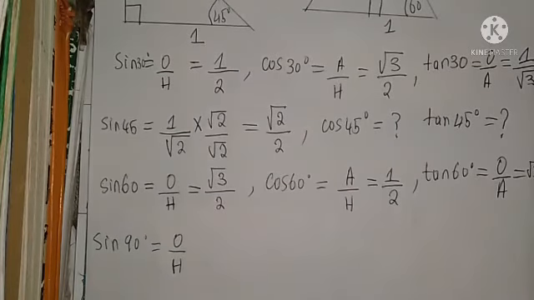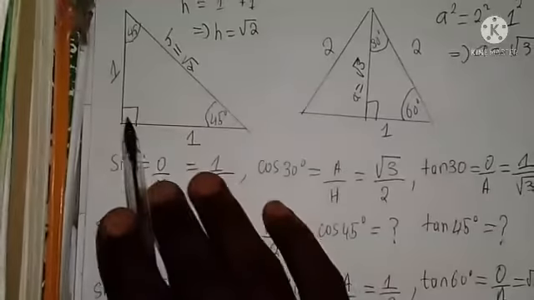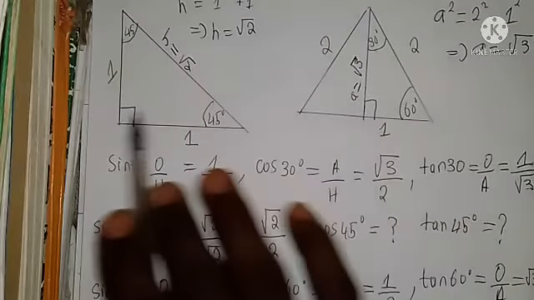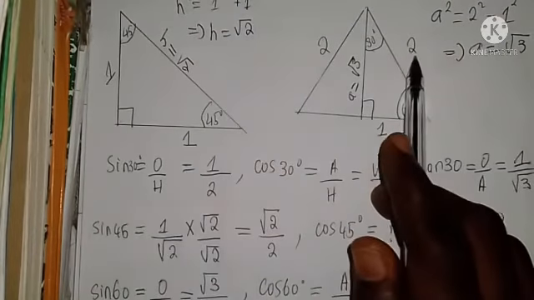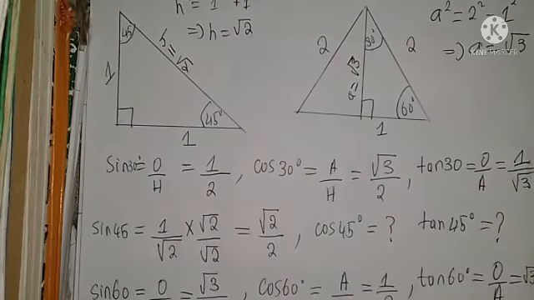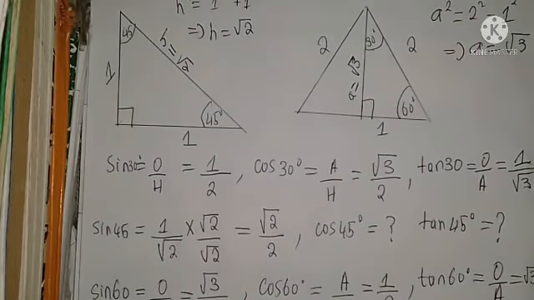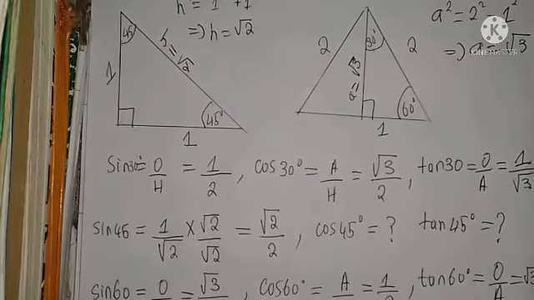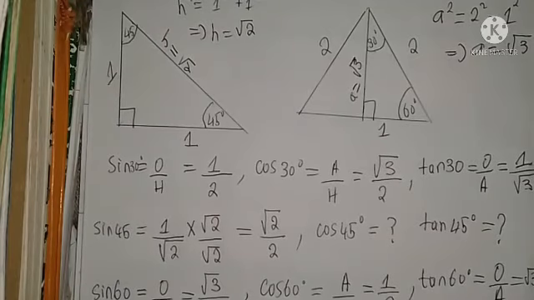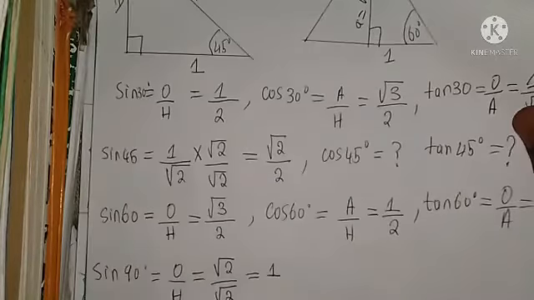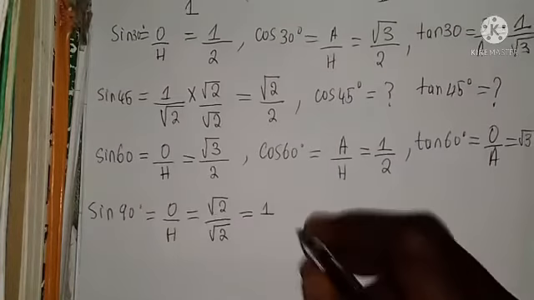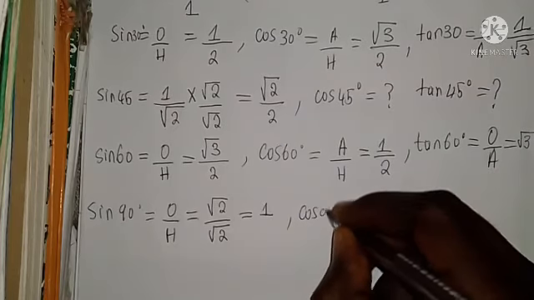divided by hypotenuse. Now, okay, this is our 90 degrees here. Whether you're taking this triangle or this triangle, this is our 90 degrees here, and this is the opposite side, which is the hypotenuse. So we have opposite here. I will take this one, which is going to be root 2 divided by root 2, and this is going to be equal to 1.